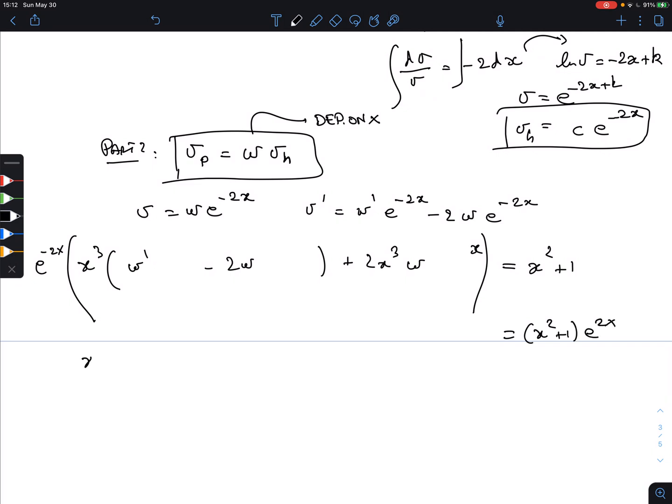And so what we have here is x cubed w prime minus 2x cubed w plus 2x cubed w. What is this x? Oh, this x was just an exponent that I forgot to erase. Okay. So we know what has to happen is that this has to cancel, and then we're left with this one, x squared plus 1 times e to the x.